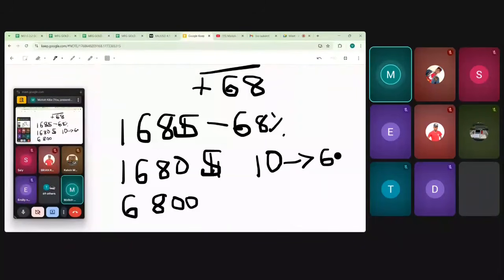How much is $20 in Kenya shillings? Around 2,500, 2,600. $10 is around 1,200, 1,300. Yes.